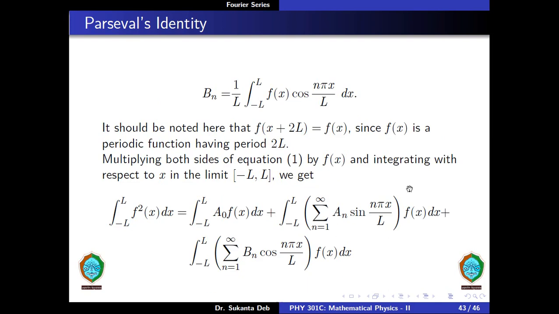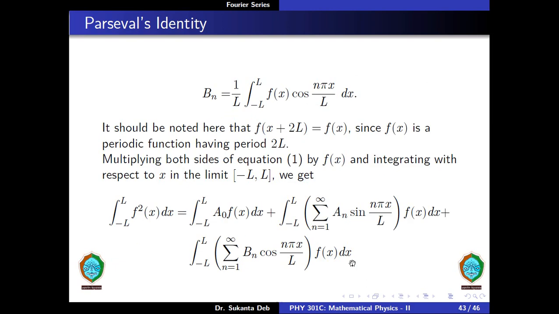Now we multiply this equation with f(x) and integrate with respect to x in the limit minus L to plus L. After doing that, we get the integral from minus L to plus L f square x dx is equal to integral from minus L to L a naught f(x) dx plus integral from minus L to L summation over n is equal to 1 to infinity a n sine of n pi x by L times f(x) dx, plus integral from minus L to L summation over n is equal to 1 to infinity b n cos of n pi x by L into f(x) dx.